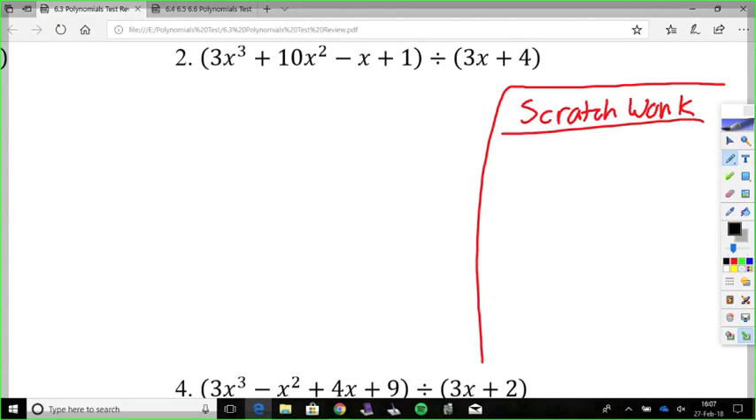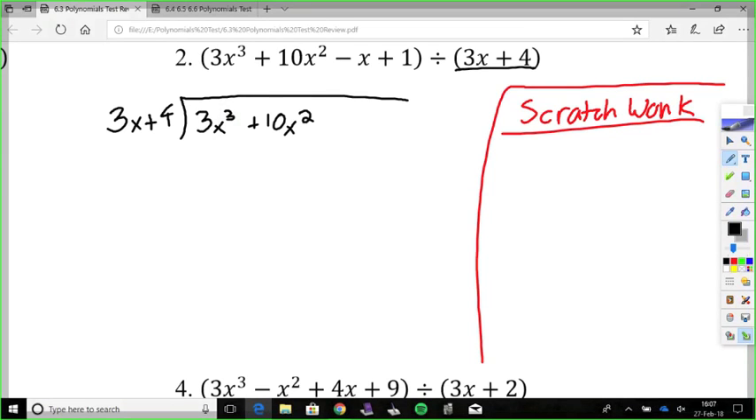So let's set up the problem. Just like the one before, the 3x plus 4, that's what our divisor is. That's what we're going to put out front. And then underneath the division bar, we'll put the 3x to the third plus 10x squared minus x plus 1. Okay, so now start with step 1.